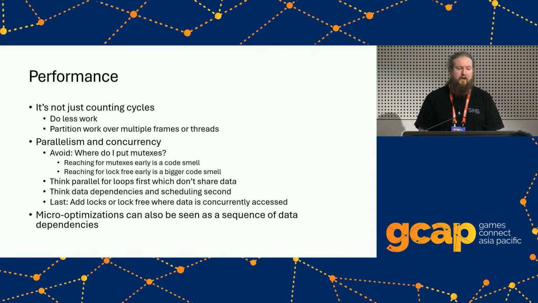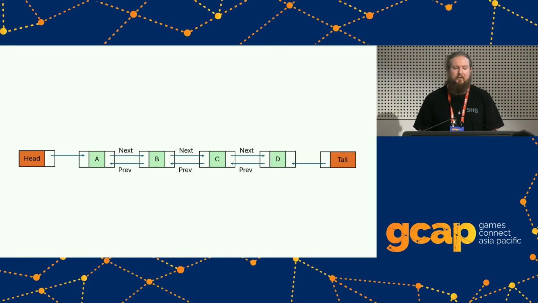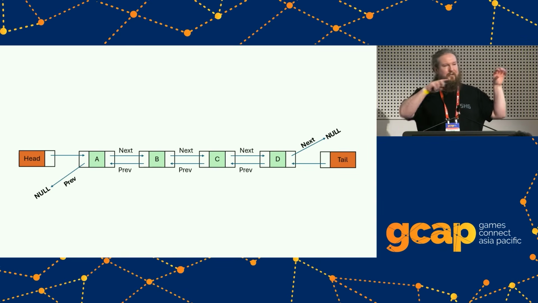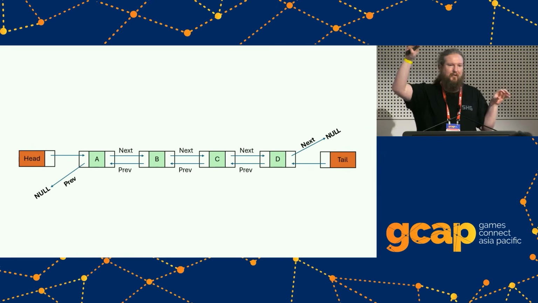But then there's the fun part of the micro-optimizations, and this is where I'm going to dig a little bit deeper, where micro-optimizations can be seen as a sequence of data dependencies also. So CPUs do a lot of work out of order. For this example, I'm going to use a linked list, and people are probably fairly familiar with linked lists. I often think of linked lists as having the head node that iterates through everything, and then there's probably a null for the next and the previous.